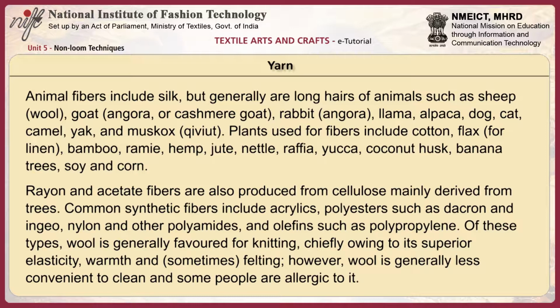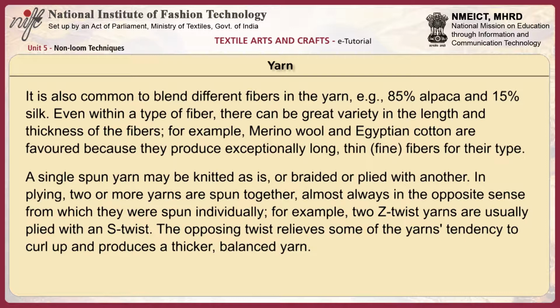Rayon and acetate fibers are also produced from cellulose, mainly derived from trees. Common synthetic fibers include acrylics, polyesters such as Dacron and Ingeo, nylon and other polyamides, and olefins such as polypropylene. Of these types, wool is generally favored for knitting, chiefly owing to its superior elasticity, warmth, and sometimes felting. However, wool is generally less convenient to clean and some people are allergic to it. It is also common to blend different fibers in the yarn. Example: 85% alpaca and 15% silk.